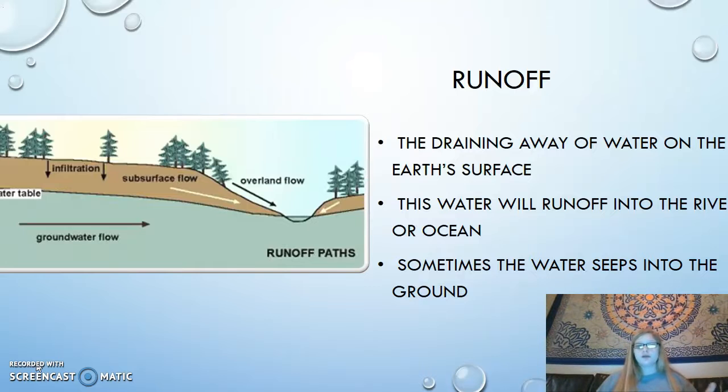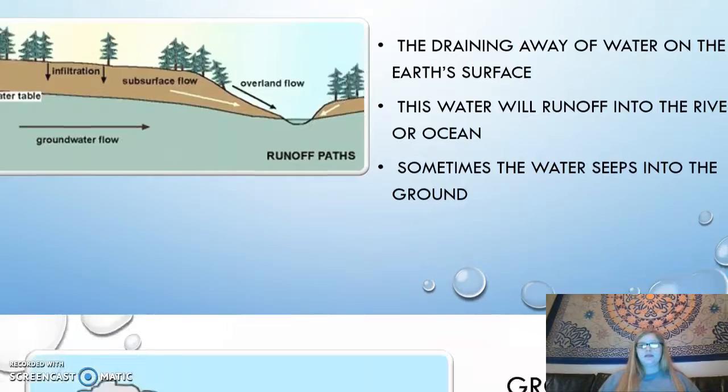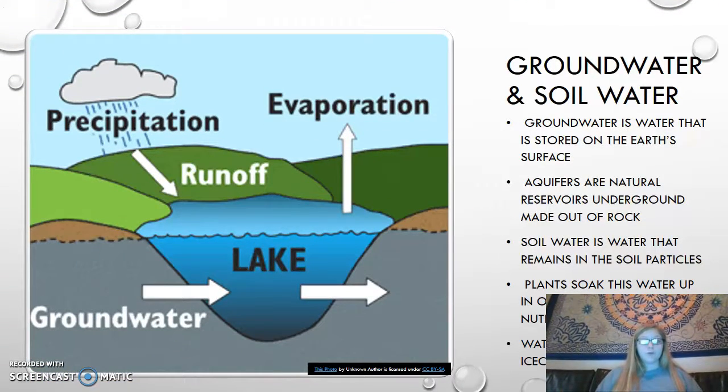Now, when precipitation occurs and the water falls back down to earth, at higher altitudes it can't just stay there. So there's a process called runoff. Runoff is the draining away of water on Earth's surface, and the water will run off into the river or ocean, and sometimes the water will infiltrate or seep into the ground. I've put a picture on this PowerPoint of how it goes.